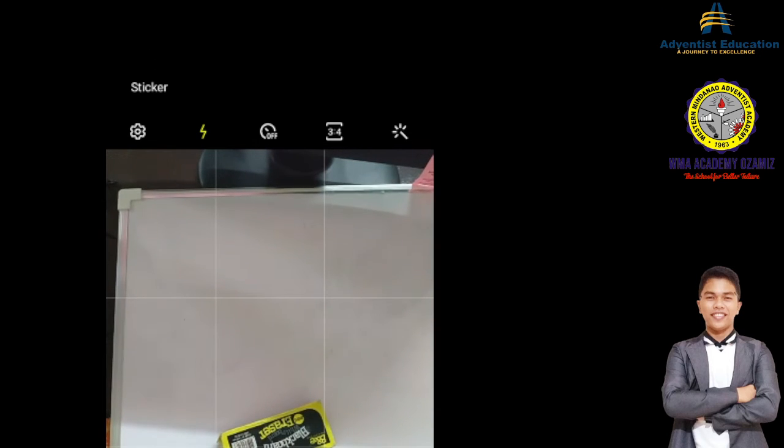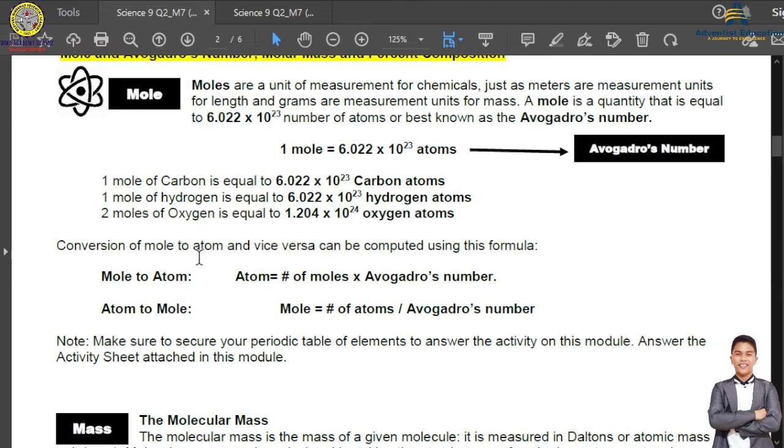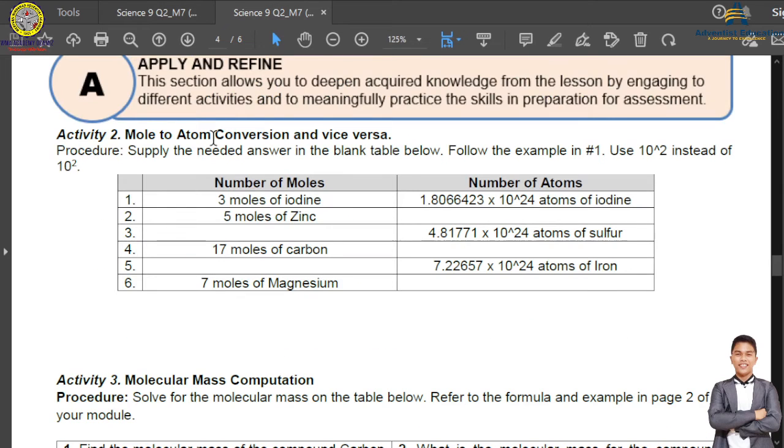For the number 2, the number of atoms is given. Now you are going to find the number of moles. So what is the formula in order to find the number of moles? If the number of atoms is given, to find the number of moles, you are going to use the number of atoms divided by the Avogadro's number. Okay? So what you're going to do here in number 3 is 4.